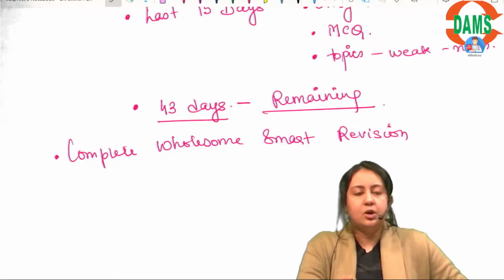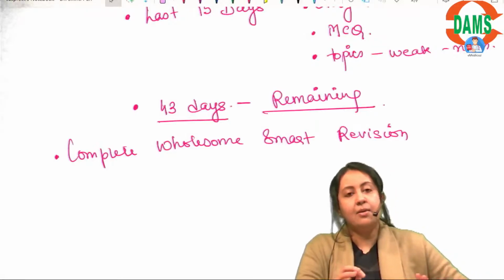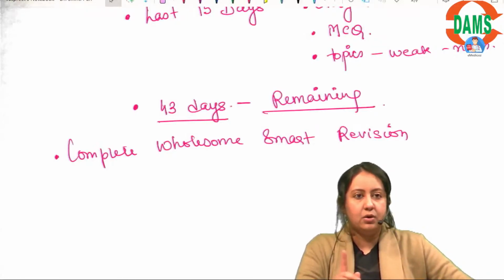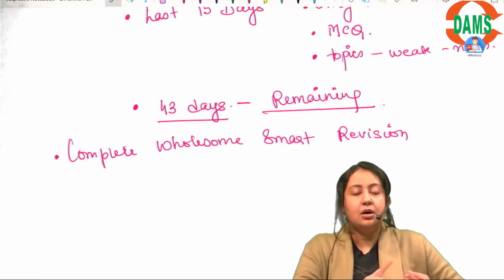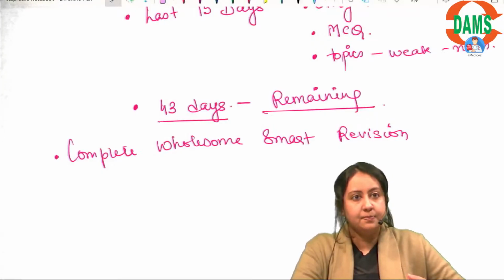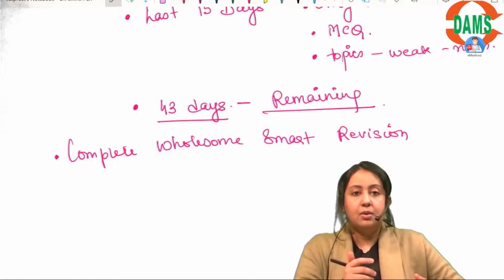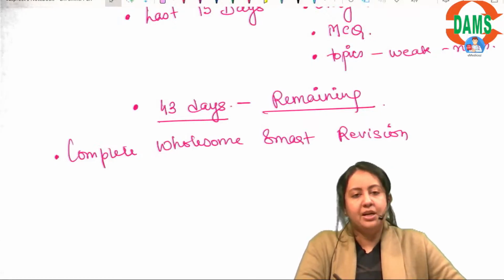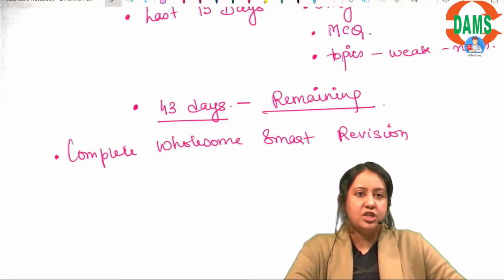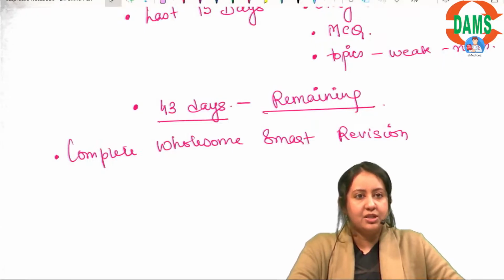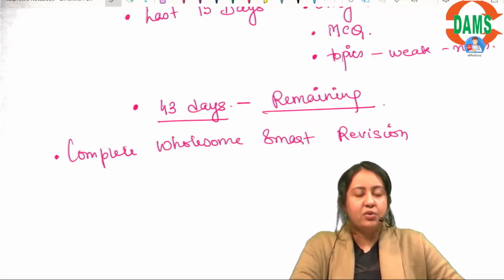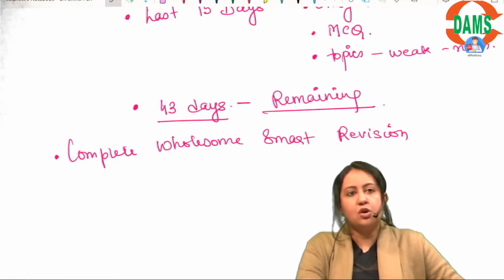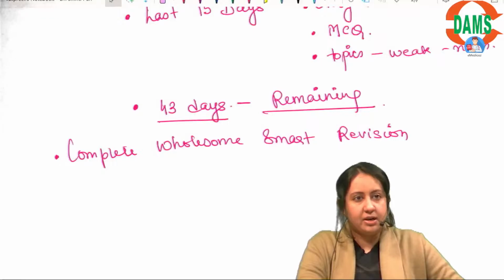How do you club your subjects? There are many subjects which are overlapping. Okay, so you can combine subjects like physiology, biochemistry, general medicine. When I mean combine, what do I mean? That today if you have read physiology, or today if you have read biochemistry, then the next 2 days you can give to physiology.